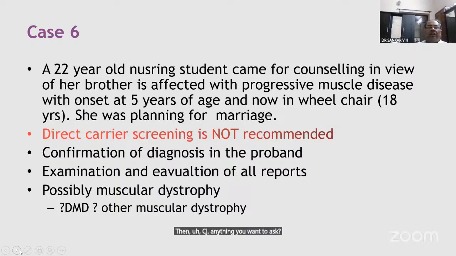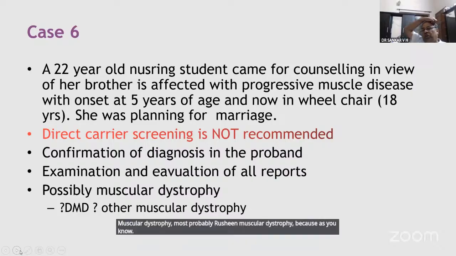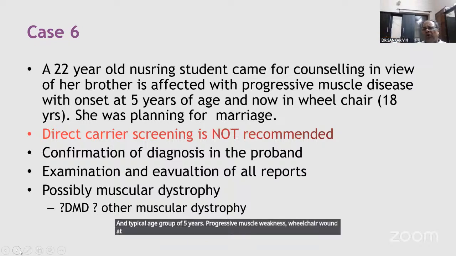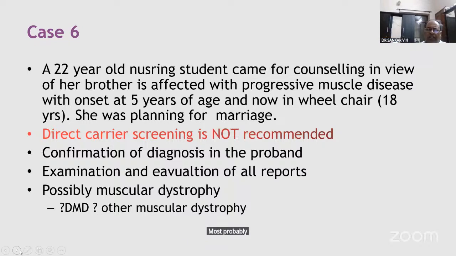No. Okay. So, a 22-year-old nursing student came for counseling because her brother is affected with a progressive muscle disease with onset at 5 years of age, and now he is in a wheelchair. So, what is the phenotype? As you know, it looks like a muscular dystrophy, most probably Duchenne muscular dystrophy, because almost 80% of the muscular dystrophy we see is Duchenne, with the typical age of 5 years, progressive muscle weakness, and wheelchair bound at 16 to 18 years.